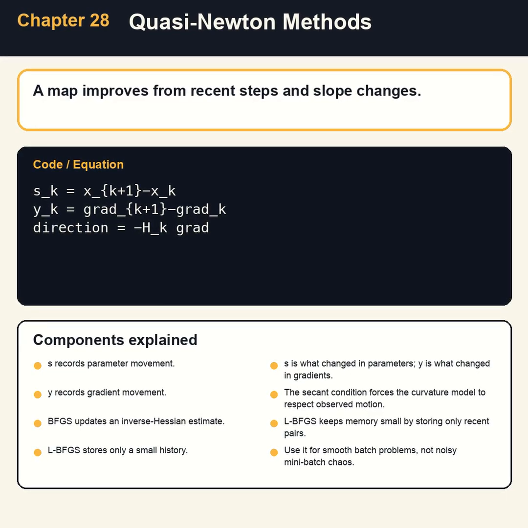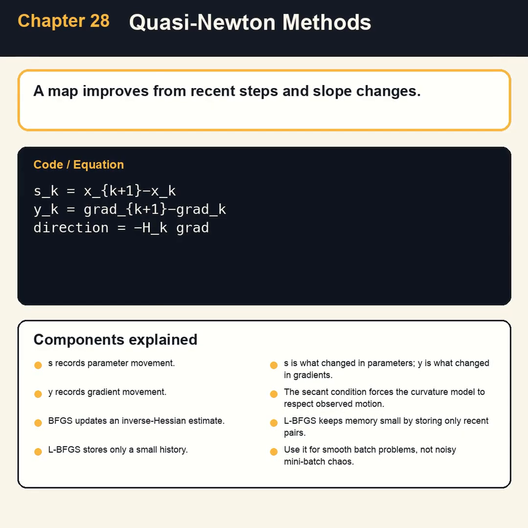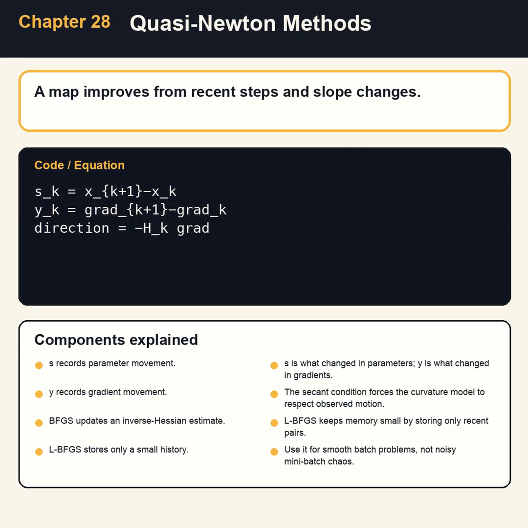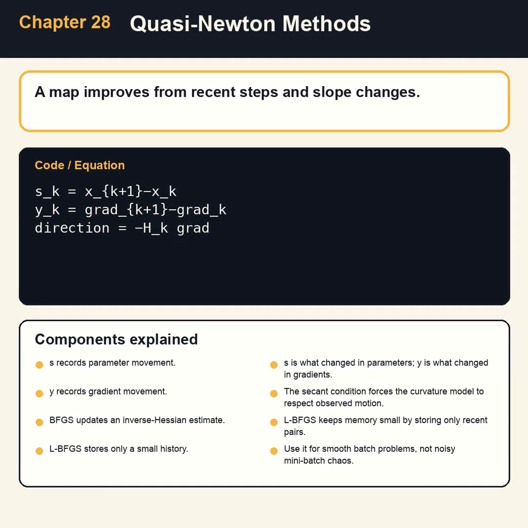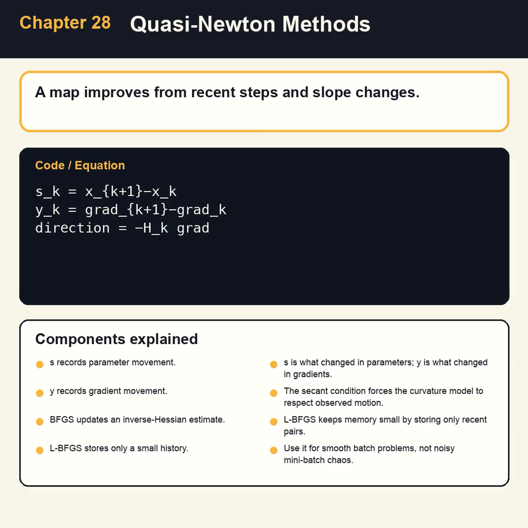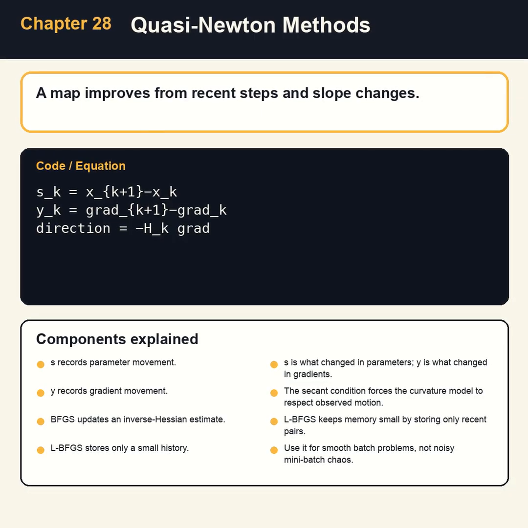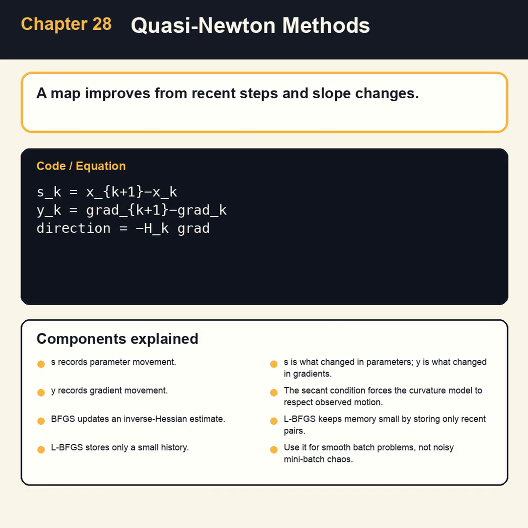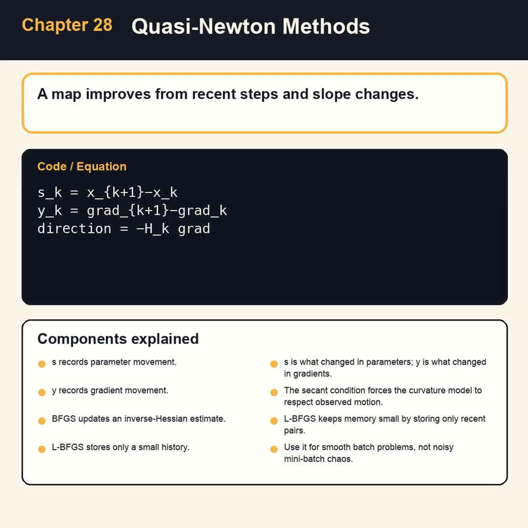Quasi-Newton methods are cartographers. They do not demand the entire topographic map in advance. They update the map from footsteps. BFGS became beloved because it often captures useful curvature without exact Hessians. L-BFGS made that idea practical at larger scale.